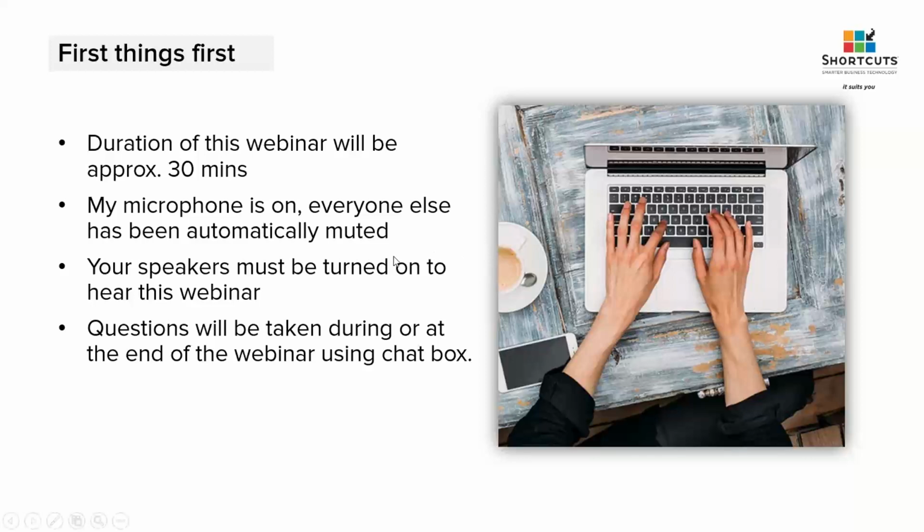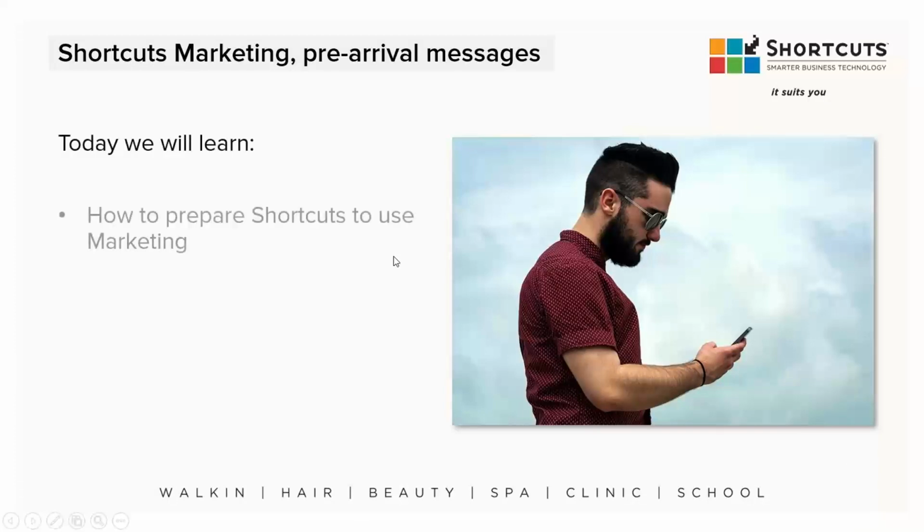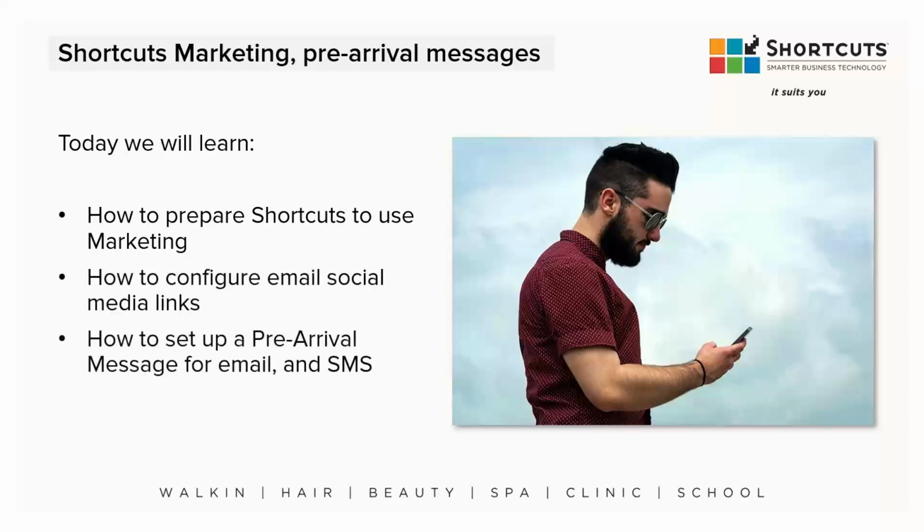So let's actually jump right into it. Pre-arrival messages: we're going to learn how to set them up, how to make sure your Shortcuts is ready to send marketing or to use marketing, and who exactly are the customers that we're going to reach out to. So we're going to cover all the bases. If you've never set up an email campaign, if you've never set up a text campaign, just follow along. We're going to cover all of the steps, not just the steps for pre-arrival. So the things that I show you will be applicable to other marketing campaigns. This includes if you've never set up a happy birthday campaign or a we miss you campaign, you'll know how to do that.